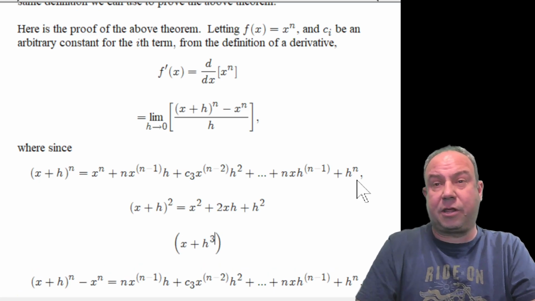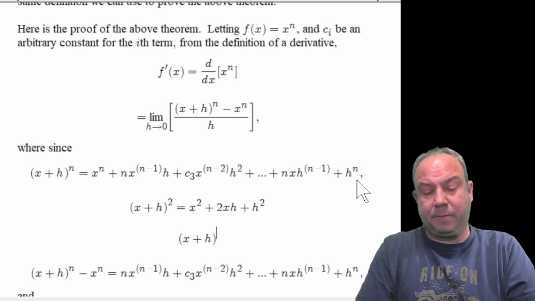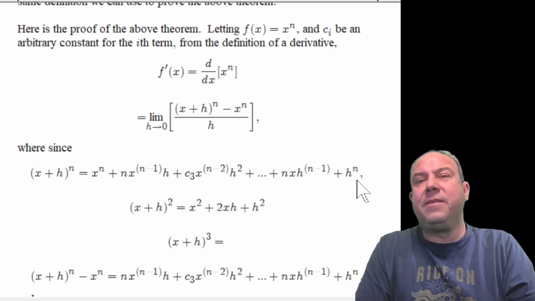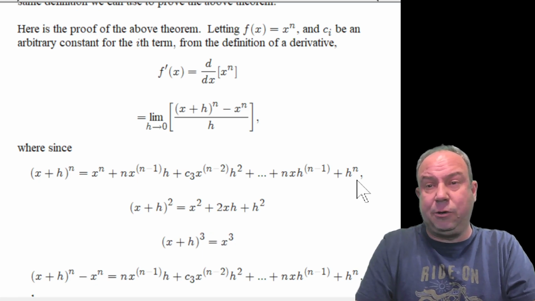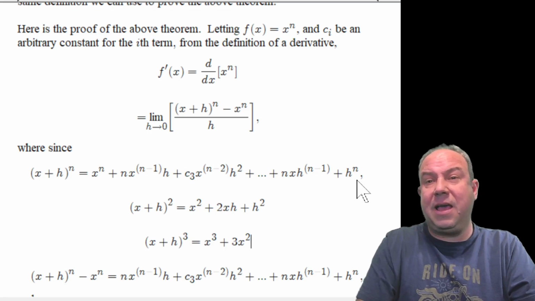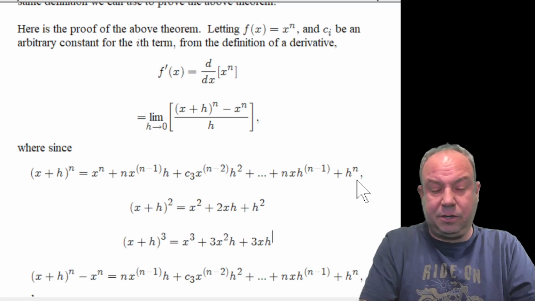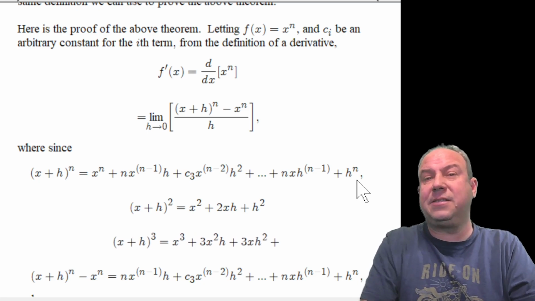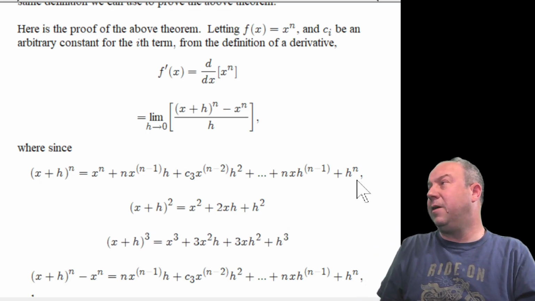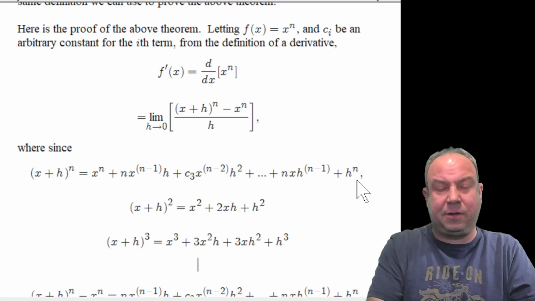If I was interested in x plus h to the third power, I know from doing several binomial expansions through my time that this is equivalent to x cubed plus 3x squared h plus 3xh squared plus the value of h cubed. Right? That would be x plus h cubed. And I can continue because I know how to follow this pattern.